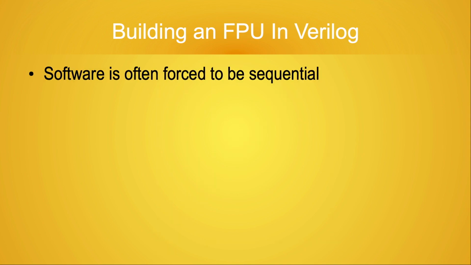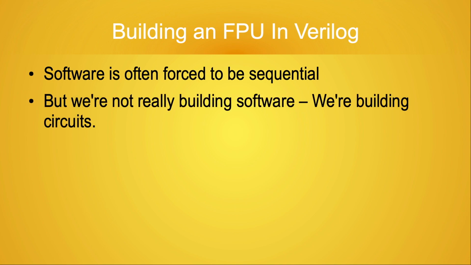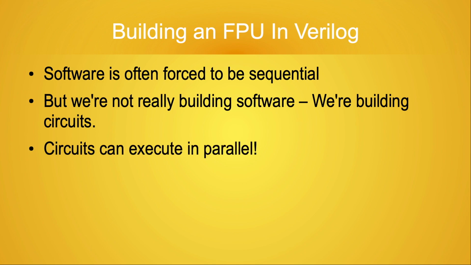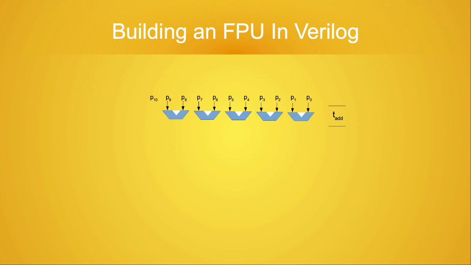When writing software, one is often forced to perform tasks sequentially. And even though Verilog is a programming language, the output is a circuit design, and in our circuit we can often perform tasks in parallel. For example, if we pre-compute all of the partial products, we can perform 5 additions in parallel. That is, while we're adding partial products P0 and P1, we can simultaneously be adding P2 and P3, P4 and P5, P6 and P7, and finally P8 and P9.